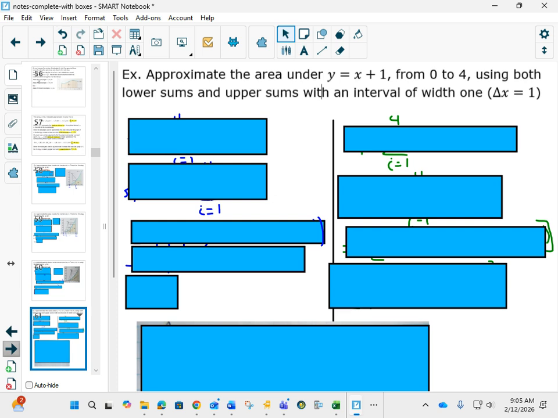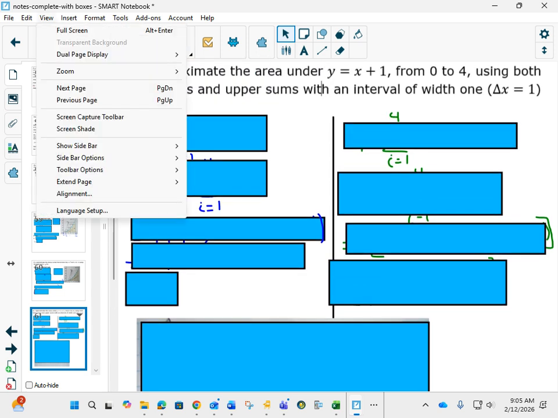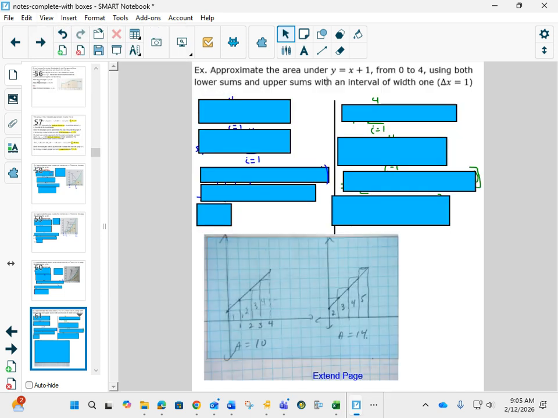Approximate the area under the curve y equals x plus 1 from 0 to 4 using both lower sums and upper sums with an interval width of 1. I'm going to just extend the view here so you can see the picture of lower sums and upper sums. X plus 1 is easy to graph. Because it's increasing, does it make sense that the lower sums are always the left side and the upper sums are always the right side?